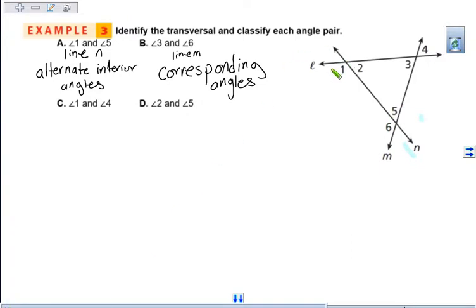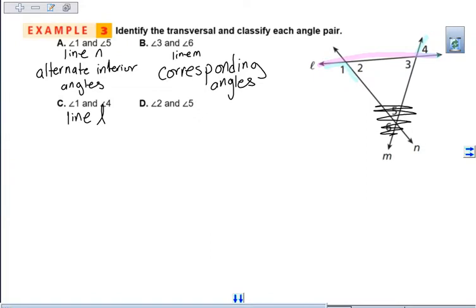Next up, we're looking at angles 1 and 4. So angles 1 and 4 are both on line L. So line L is our transversal. If you need to, cover this extra up.